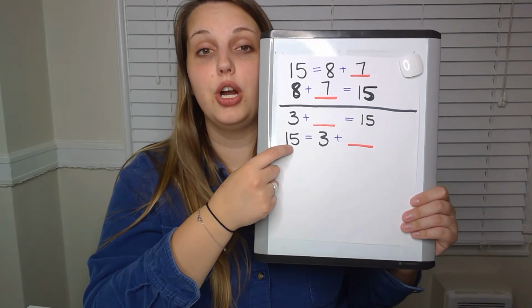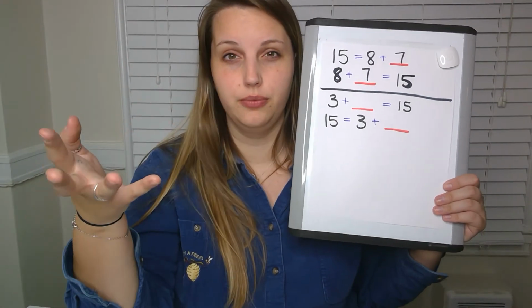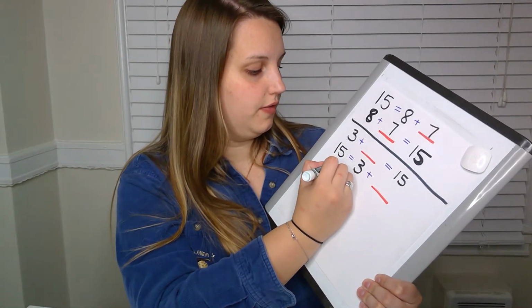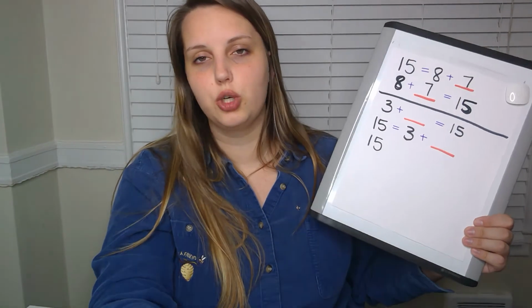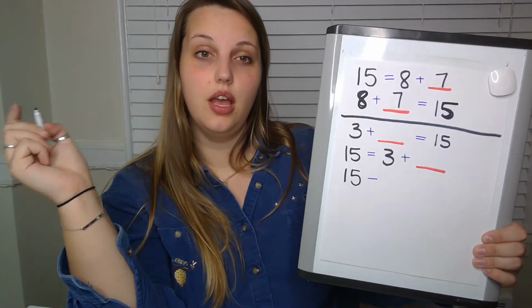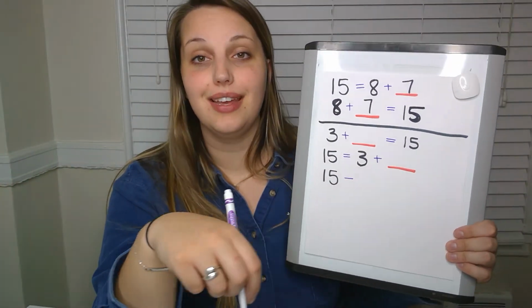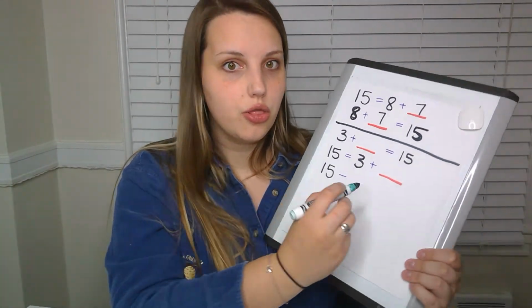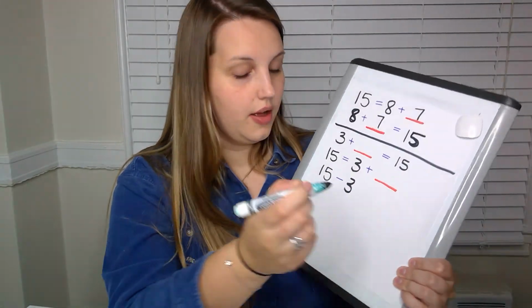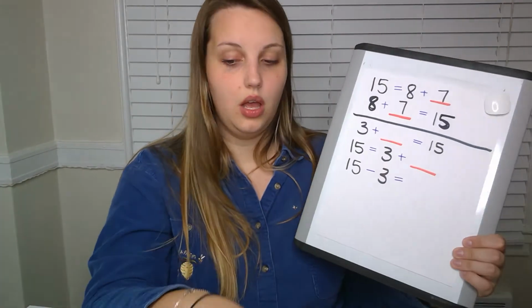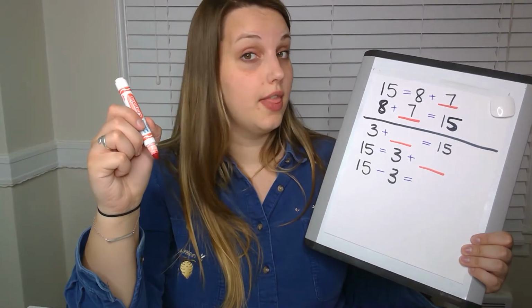We take our biggest number, our total number, which is 15. Let's write 15. And then, of course, with subtraction, we need a plus sign, right? No, you knew that. Minus. 15 minus the addend that we know. 15 minus 3. 15 minus 3 equals a difference that we do not know yet.